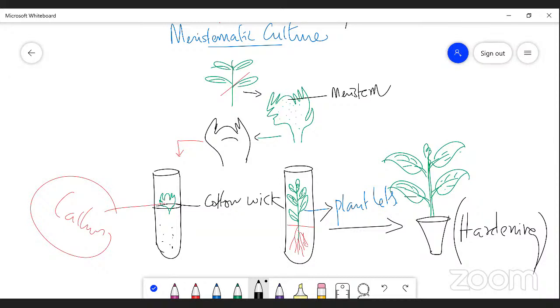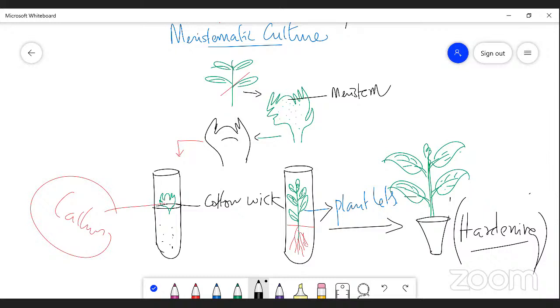Already we have discussed that there are several steps involved in plant tissue culture: culture medium, culture vessel, hardening, sterilization. So many techniques are there, so many steps are also involved. So the final step of plant tissue culture is the hardening, exposing plantlets from the test tube into environmental conditions. So this is a way by which we can develop meristematic culture.